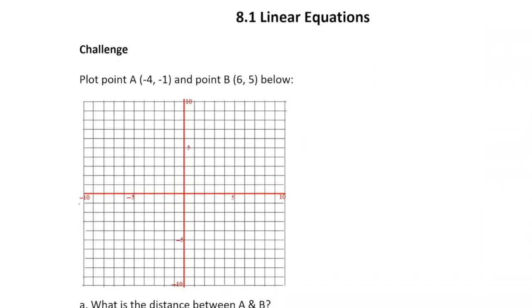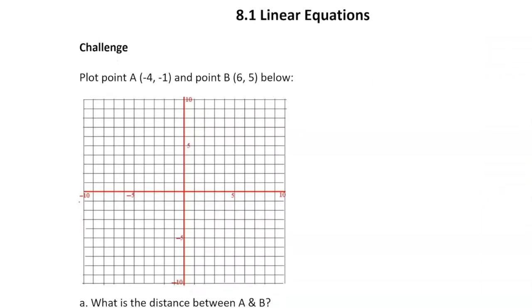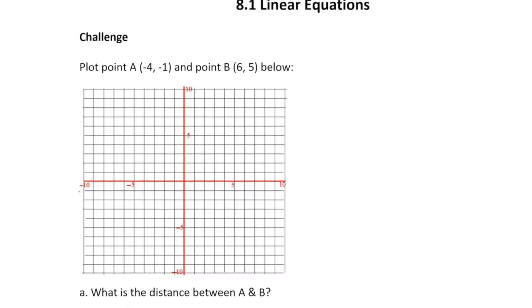So let's just do a refresher. As a warm-up right here, we could say something like this. If you have the point (-4, -1) and the point (6, 5), let's plot those right now. So at point A, (-4, -1), and point B, (6, 5), and let's join those two and create a line segment.